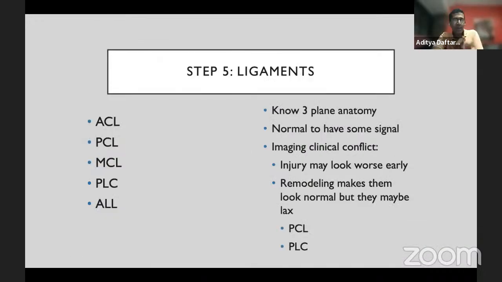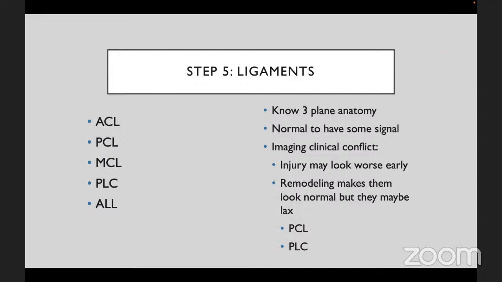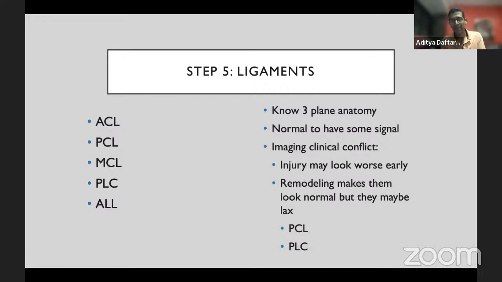Now, moving on from the bone marrow edema, we'll start talking about the ligaments themselves. Important things for you to know is you should know the three-plane anatomy of the ligaments. It is normal to have some signal in these ligaments. They are not always completely black. As MR imaging technology continues to evolve, we will start to see structures in greater and greater detail. So if you took a very old MRI scanner and you looked at the ACL, it would be completely black. But if you look at today's MR images, we can actually see the fibers of the ACL really nicely to some degree. And so that's another thing that is particularly helpful. And I'm going to show you some examples of that.